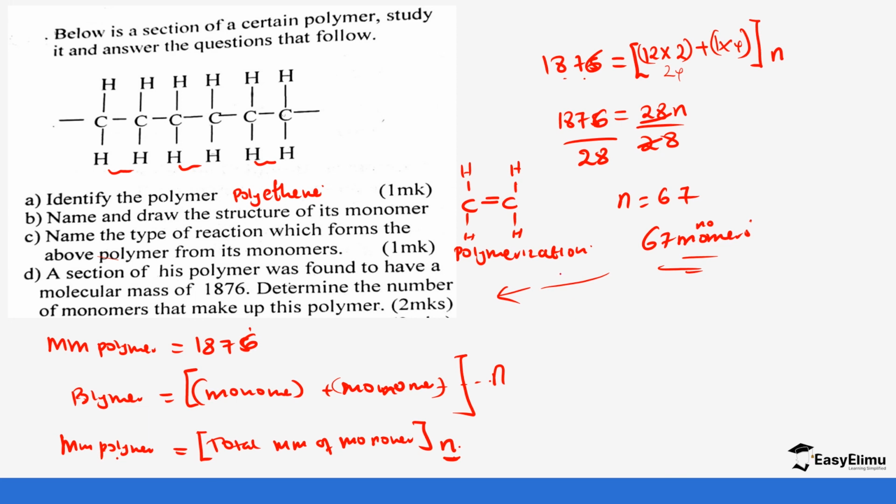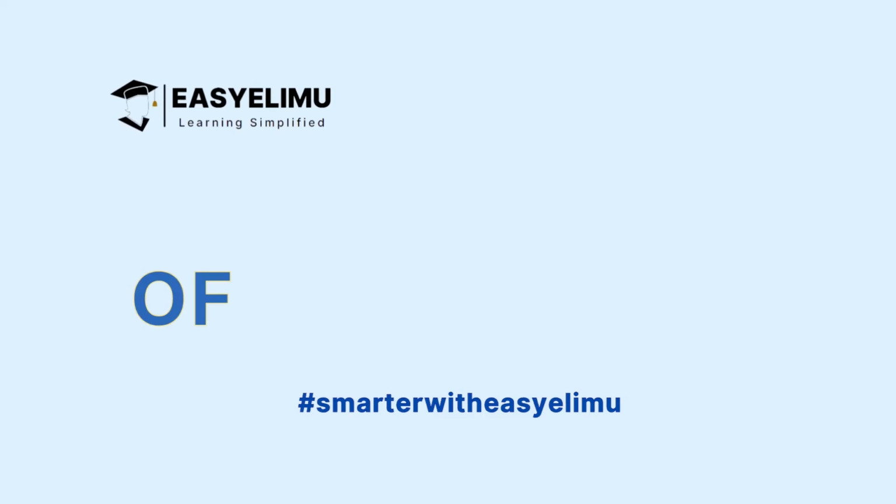So that brings us to the end. So we are finished up with alkenes. For the next lesson, we are going to be looking at alkynes. So see you in the next lesson.